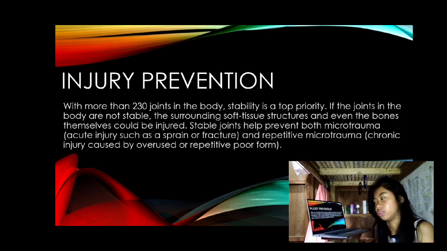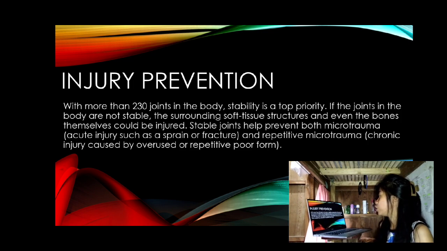Injury prevention. With more than 200 joints in the body, stability is a top priority. If the joints in the body are not stable, the surrounding soft tissue structures and even the bones themselves could be injured. Stable joints help prevent both microtrauma and acute injuries such as a sprain or fracture, and repetitive microtrauma, or the chronic injury caused by overuse or repetitive poor form.